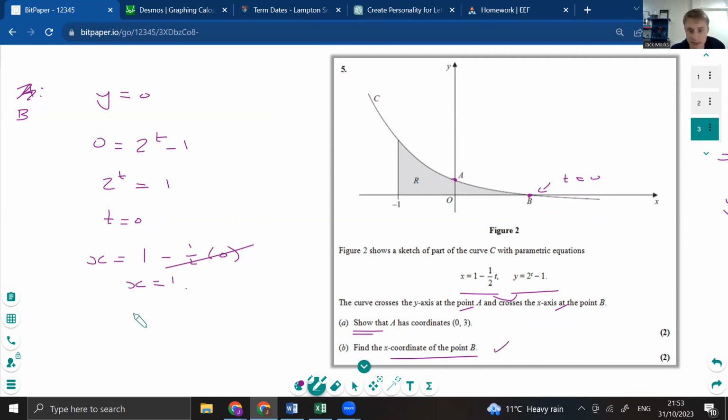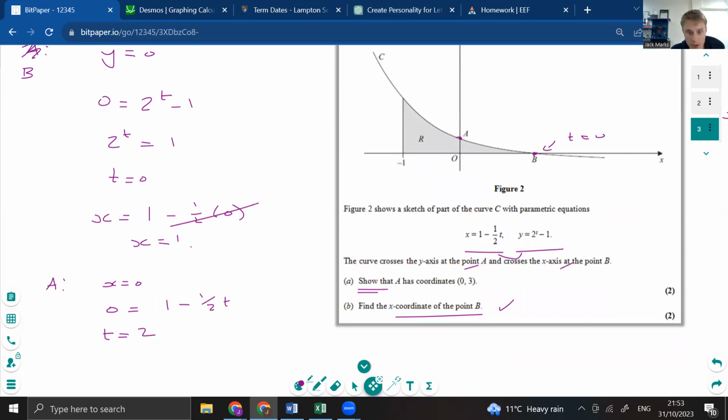Right, let's go back and do the bit we should have done first. So A, what can I see at A? I can see that the x bit is 0. So that would mean that 0 equals 1 minus half t, which would mean that t needs to be 2. And then if I put that in the y equation, the y part is equal to 2 to the power of 2 minus 1. So y is equal to 3.